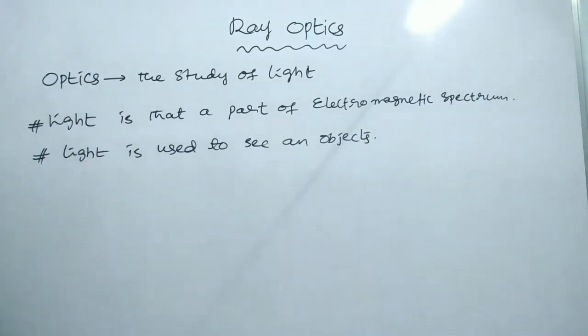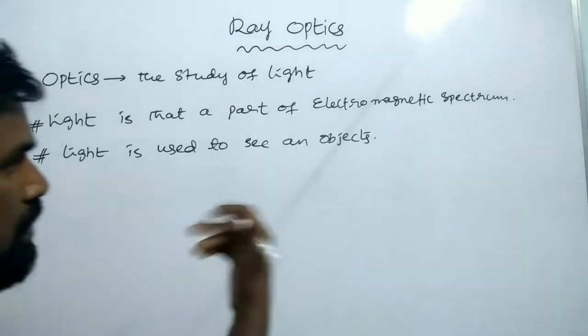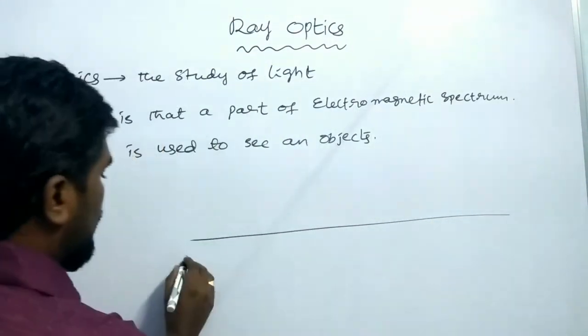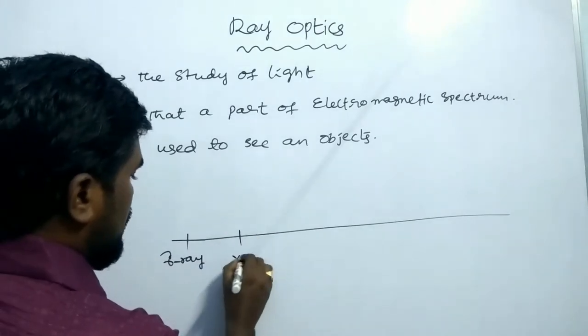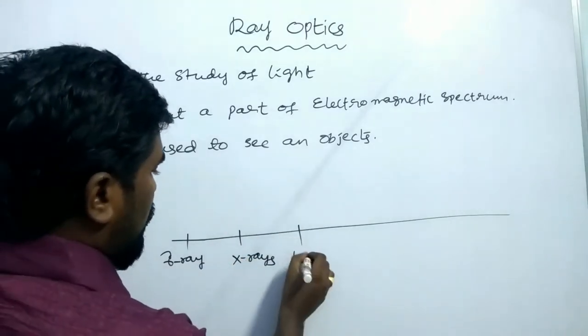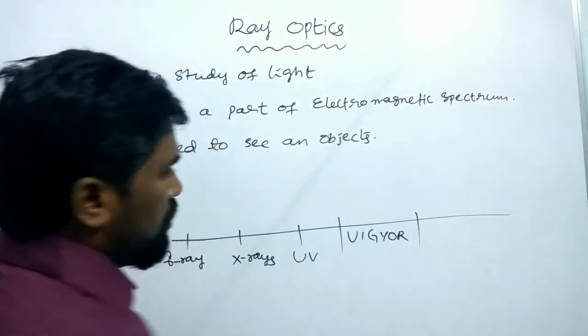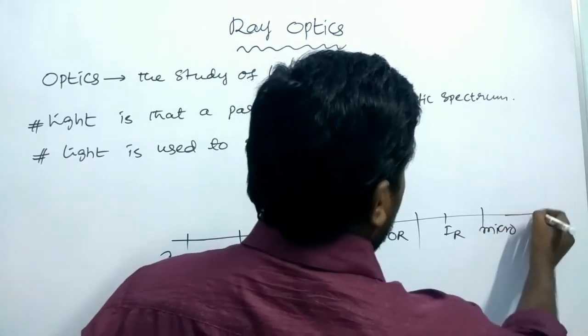In the electromagnetic spectrum there are gamma rays, x-rays, ultraviolet and visible rays, as well as infrared rays, microwaves and radio waves. In the diagram of the spectrum, with wavelength increasing, first is the gamma ray, then x-rays, then ultraviolet, then visible, then infrared, microwave, and radio wave.